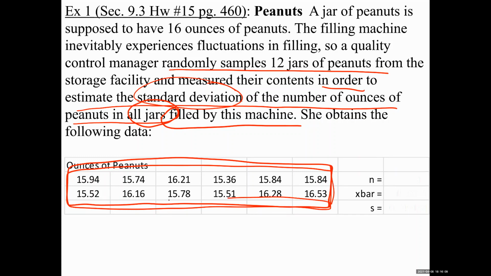We're going to find the standard deviation of these weights, and we're going to use it to estimate the standard deviation of the weights of all jars made by this machine. So we're going to look at the standard deviation of 12 numbers to estimate the standard deviation of 1,000,000 numbers. Because I don't have the 1,000,000 numbers, we're going to guess it by using the standard deviation of these 12 weights over here. All right, let's go on to the next one.